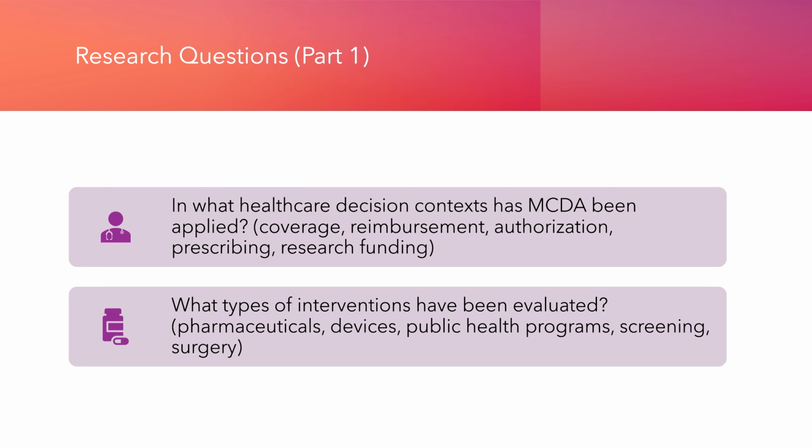They looked at all kinds of decision contexts, things like should we cover this drug? Should we authorize it for the market? What should doctors prescribe? How should we allocate research funding? And then what kind of interventions are we talking about? Drugs, medical devices, public health programs, screening tests, surgical procedures, you name it. So basically, they were trying to map out the whole landscape to see where MCDA is actually being applied in the real world. Moving on to the second question.